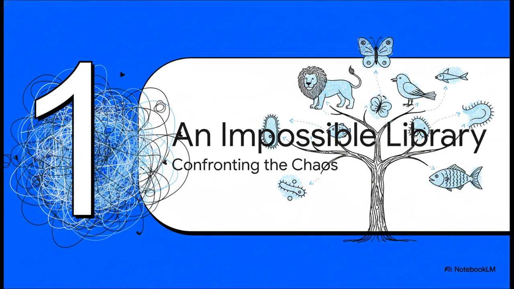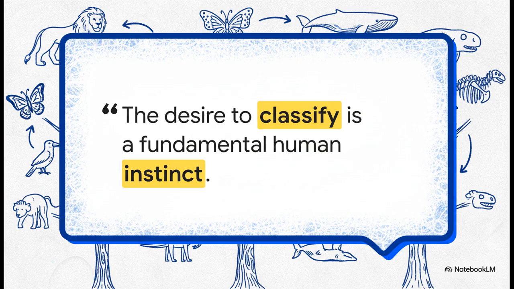Just picture nature as a library with millions and millions of books, but they're all just piled on the floor. No labels, no sections, no card catalog. That's pretty much what early biologists were up against. And this quote just hits the nail on the head. We're wired to look for patterns. I mean, think about it. Whether you're organizing your music playlists or just sorting your socks, we have this deep, deep need to create order out of a mess. Science is exactly the same. That challenge of classifying all life, it taps right into that basic human instinct.